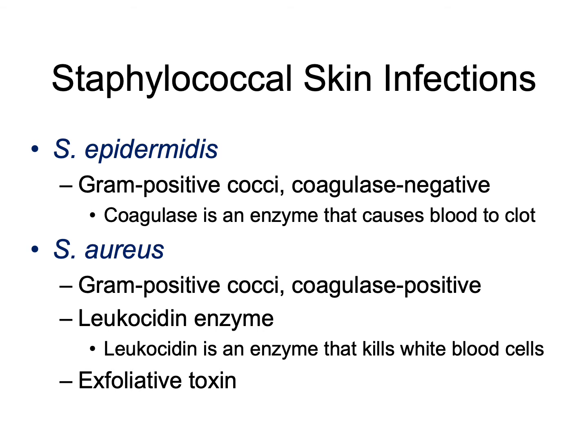So if you have an infection and your immune system is trying to fight it off and it's sending white blood cells to the area to phagocytize that bacteria, the leukocidin enzyme within that particular type of Staph aureus will attack the white blood cells and kill them. Staph aureus can also have an exfoliative toxin.